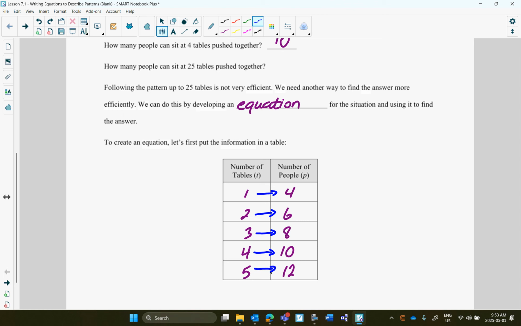If you look, every time we increase the number of tables, the number of people goes up by 2. That means our equation should have a ×2 in it. So I'm going to take all of these and ×2. However, when I ×2, I always end up 2 short, don't I? 1 times 2 is 2, I'm 2 short. 2 times 2 is 4, I'm 2 short. So to finish the equation, I have to add 2. So besides just sort of playing with the numbers, you can do a little bit of logic to it.